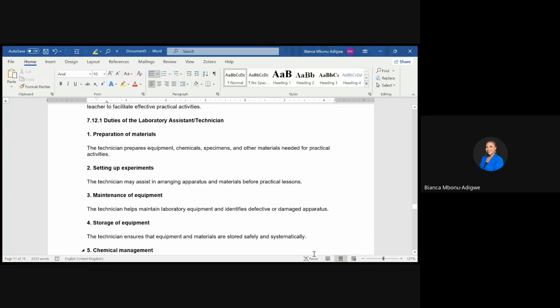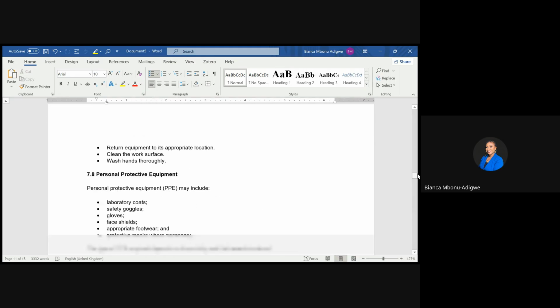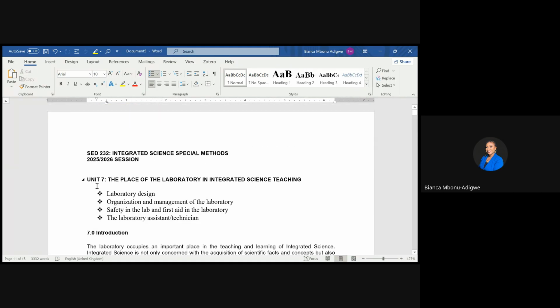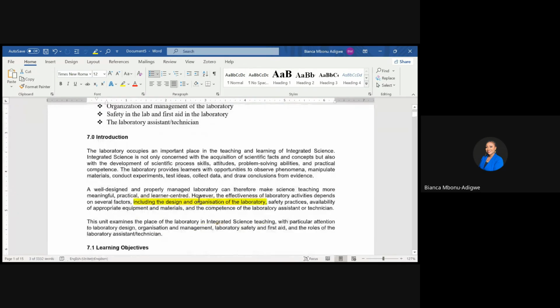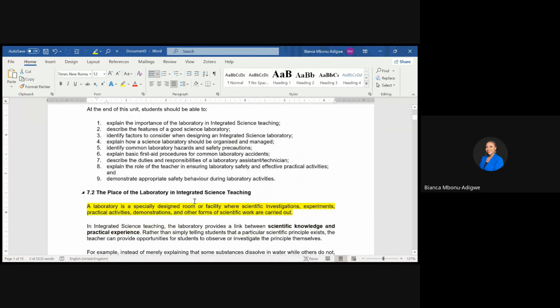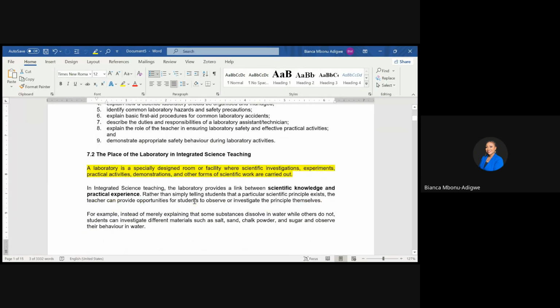All right, so we're going to be stopping here so that we don't overload our brains. We have talked about laboratory design. We said that the laboratory actually is a specially designed room. It is specially designed. A specially designed room or facility where scientific investigations, experiments, practical activities, demonstrations, and other forms of scientific work are carried out.